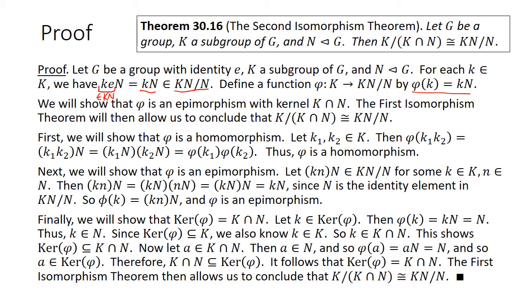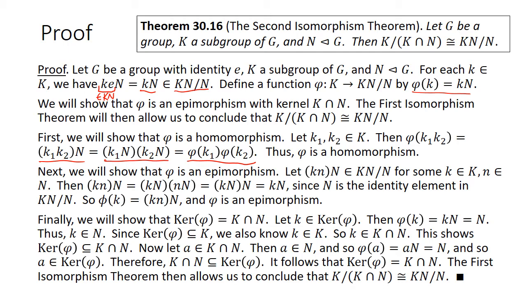Then phi of K1 times K2 is going to be just this coset right here. That's how the phi function is defined. And then we can use the coset operation to rewrite that like this. Okay, and then those are the separate outputs of phi for K1 and K2 if you plug them in separately. So that means that phi is a homomorphism.